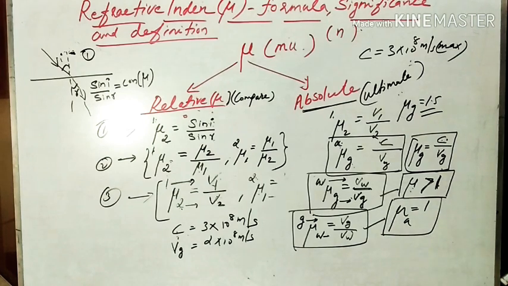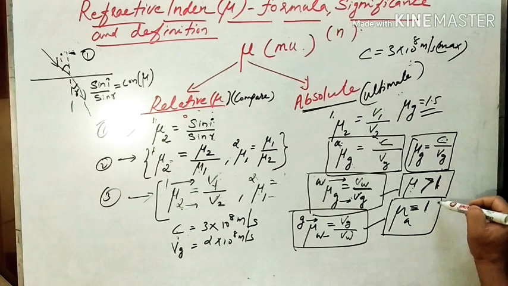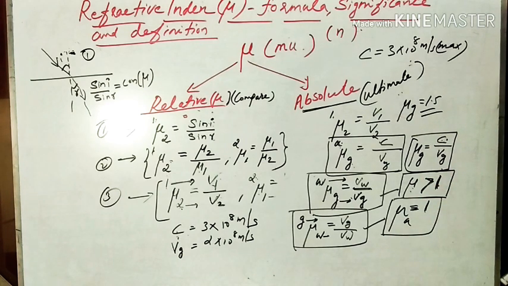So no medium, no material, no substance has a refractive index lesser than 1. Air has the refractive index 1, so any other medium will have a refractive index greater than 1. Is it clear to you? I hope the points discussed are crystal clear.